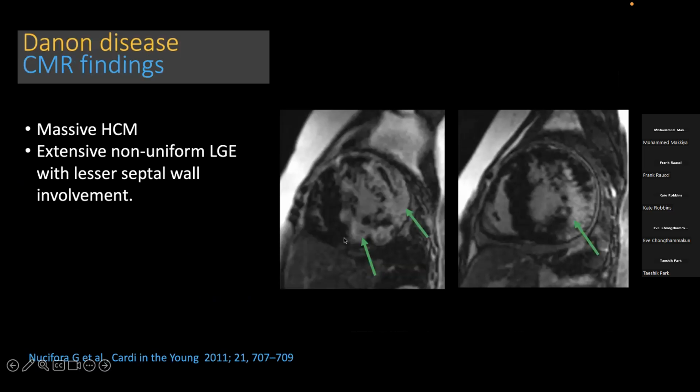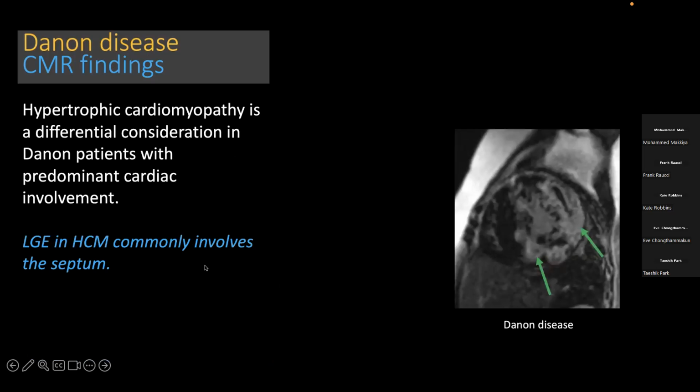On MR, they are characterized by extensive myocardial thickening and extensive LGE. It's non-uniform, and with this extensive LGE you may think it's HCM, but when we look at those patients, there is usually a lesser degree of involvement of the septal wall compared to HCM patients, where you have involvement of the septal wall more pronounced than the rest of the myocardium. So extensive, non-uniform LGE with lesser degree of involvement of the septal wall are characteristic features.